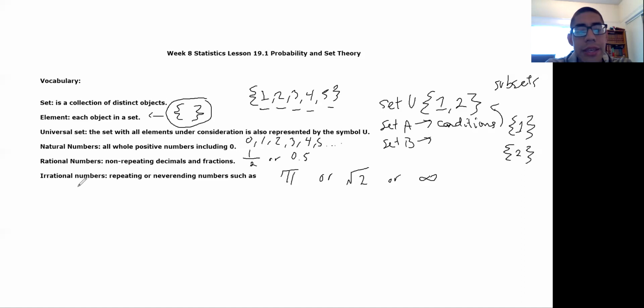The reason why I'm putting these is because in your homework and practice, they might ask you about natural numbers, rational numbers, and irrational numbers. They're just referring to these, right? That's all it means, okay? So whenever they ask you for those, just look at these examples, come back to this, or write them down in your notes.